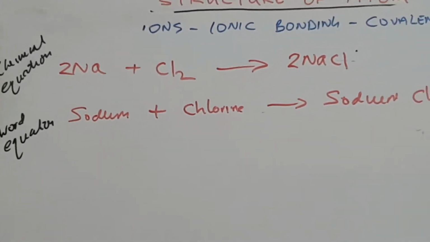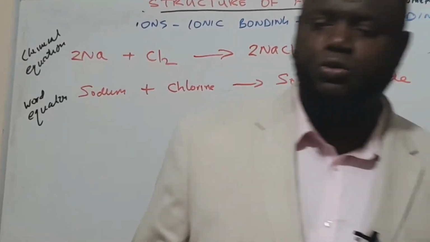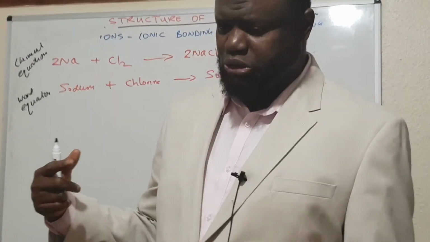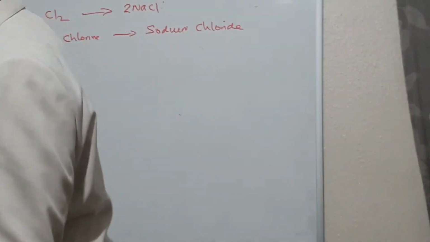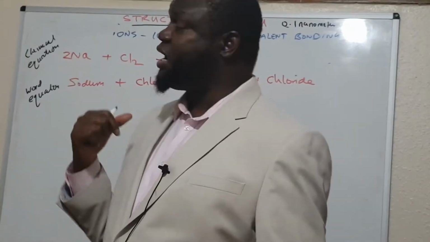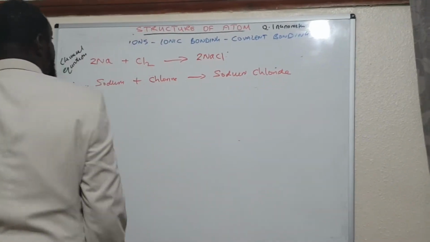Now, sodium, which is a group 1 metal, reacts with chlorine, which is group 7, a non-metal or gas. And they form sodium chloride. Sodium chloride is the table salt that we all use on a daily basis.